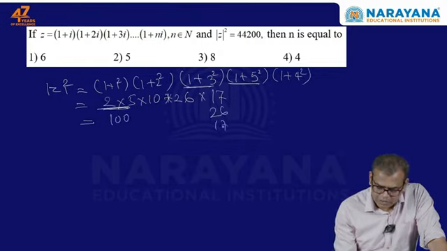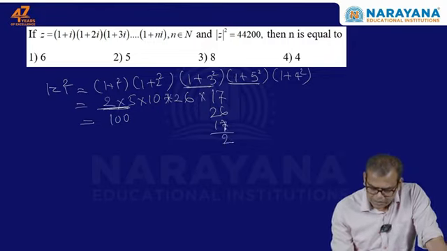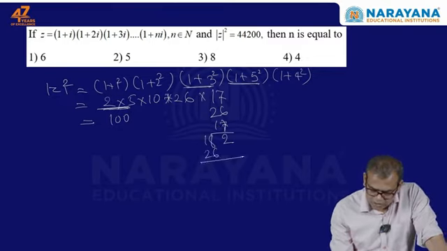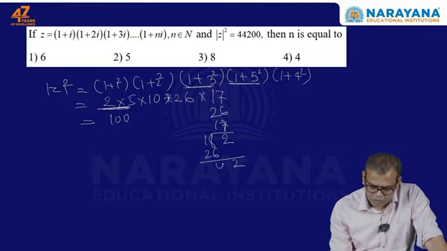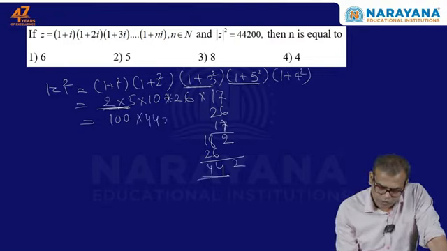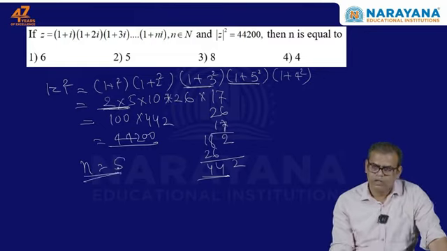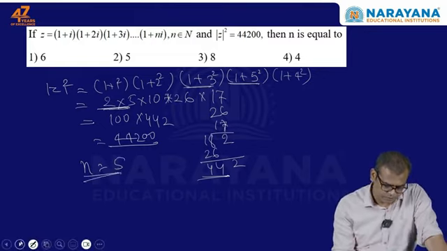And 26 into 17, check if the last digit 2 is coming. 6 into 7 is 42, 4 left. 18 and 2 6, 2 4, and 2 plus 1 is 3, and 3 plus 1 is 4 is there. Okay, done. 4 4 2, so the total is 442 with double 0 coming. So the value of n is equal to 5. Now come for the next question.